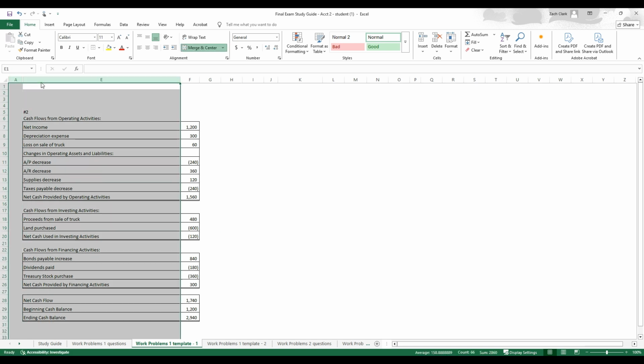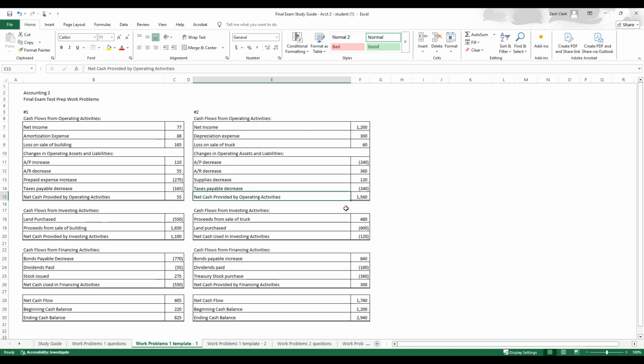Unhide here. I think that's everything we're going to want to have for our first part of the template. Yeah, that's our cash flow problems there. So hopefully that was helpful.